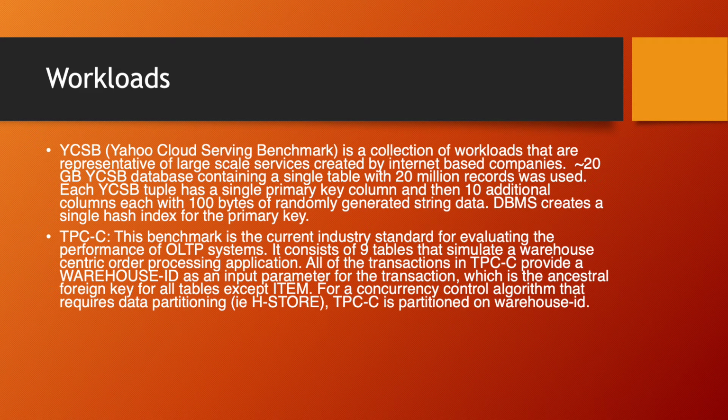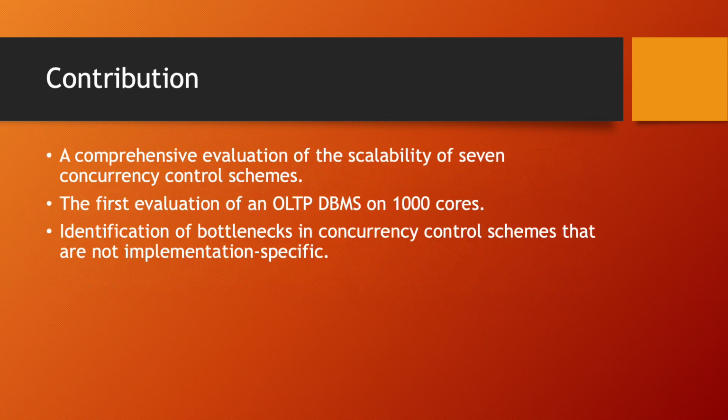The other workload is TPC-C. This is the current industry standard for evaluating the performance of OLTP systems. It consists of 9 tables that simulate a warehouse-centric order processing application. All of the transactions in TPC-C provide a warehouse ID as an input parameter for the transaction, which is the ancestral foreign key for all tables except item. For concurrency control algorithms that require data partitioning, TPC-C is partitioned on warehouse ID.